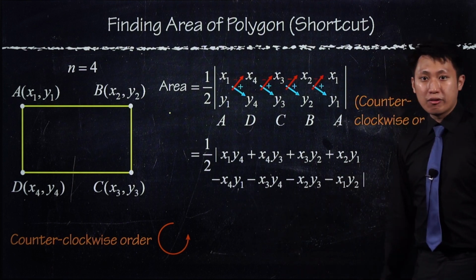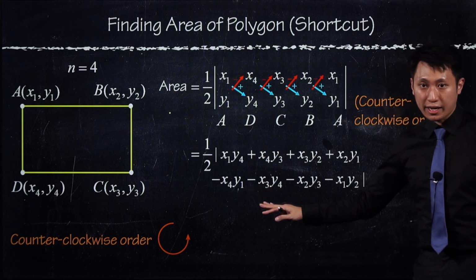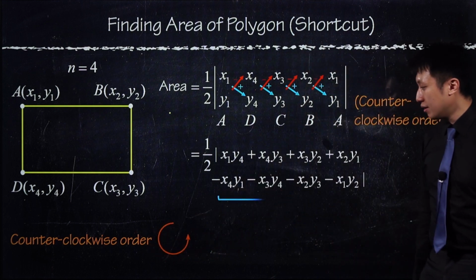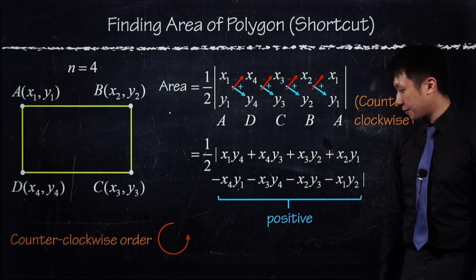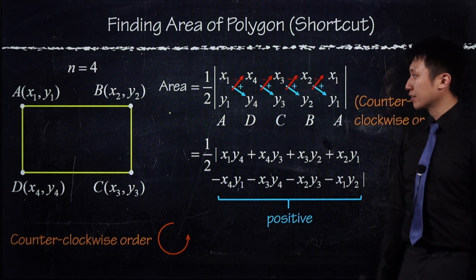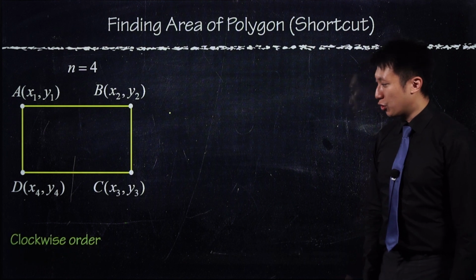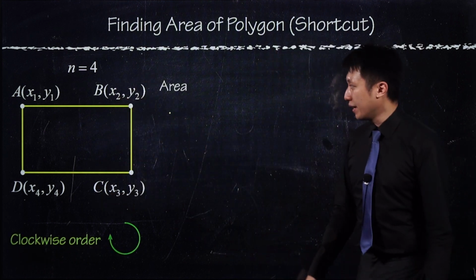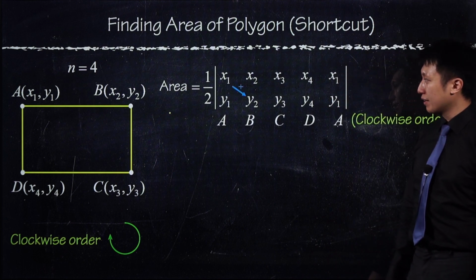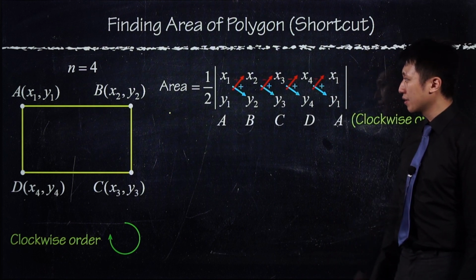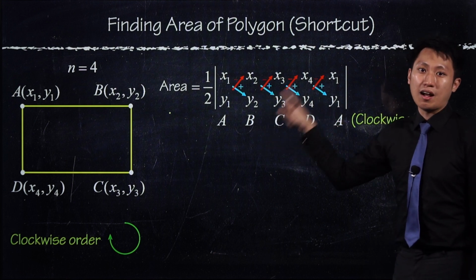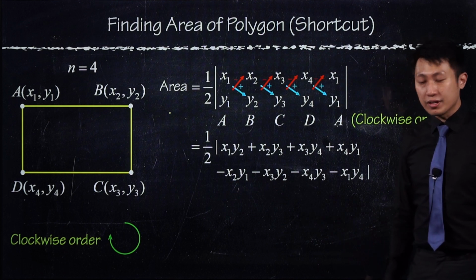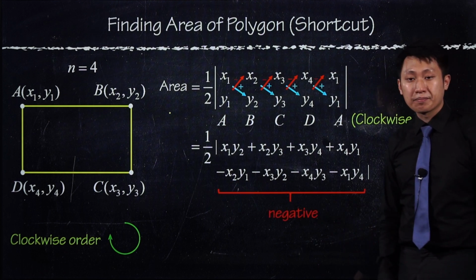So we get this one, and what is this? Positive or negative? We go counterclockwise, so this one will be a positive number. Okay, right, great. Let's move on. If we go for clockwise order, means A, B, C, D, A, then all these remain the same. Down is plus, up is minus. So this one gives you a negative number.